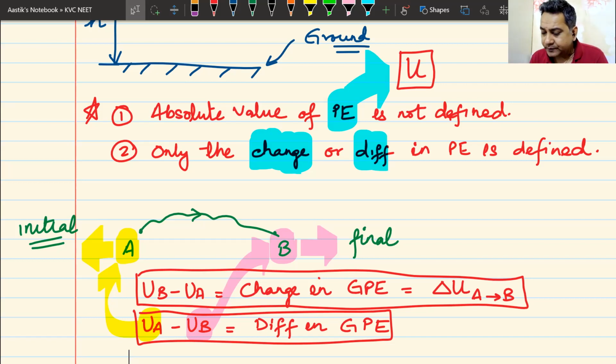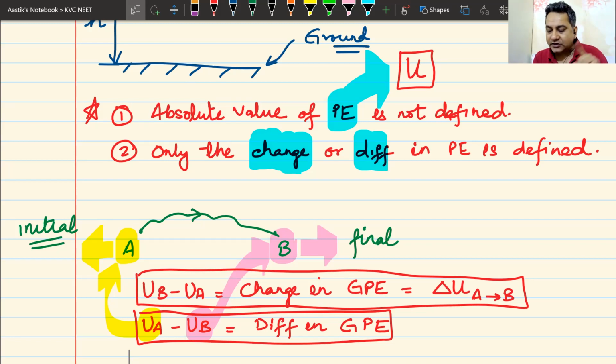Two points we have done till now. Absolute value of potential energy, whether it is gravitational potential energy, spring energy, electrostatic energy, elastic energy, is not defined. The only thing that is defined is the change or the difference in the values. I hope we are clear. We have written two points. I would add a third point.